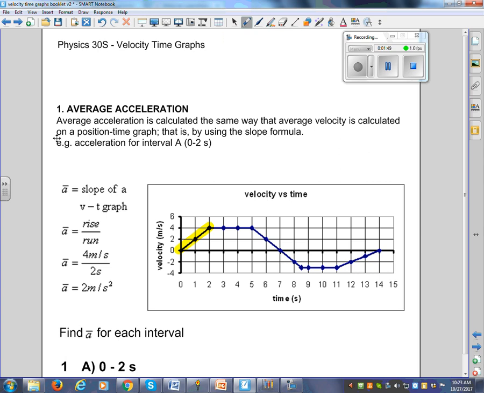Okay, so average acceleration is calculated the same way that average velocity is calculated on a position time graph. That is by using the slope formula. So all that's new here, you're still finding slope. I know some of you still need some practice on that. We're still finding slope. It's just that you're finding a different quantity.